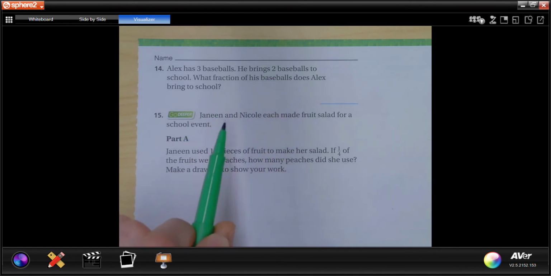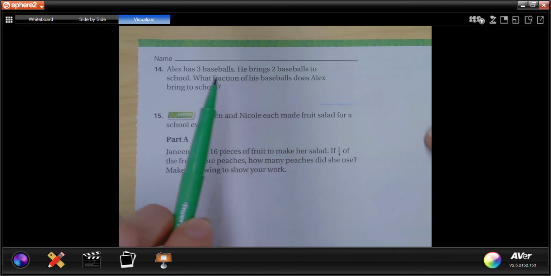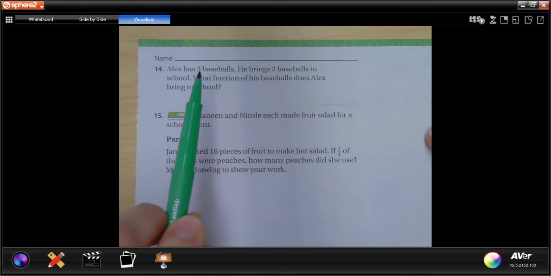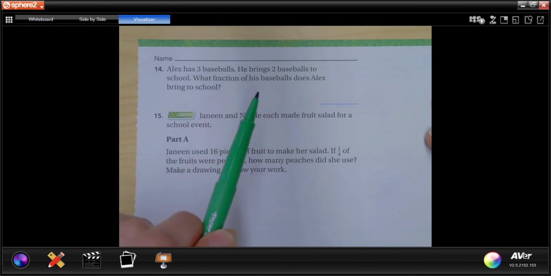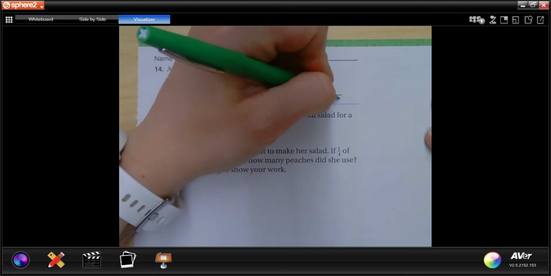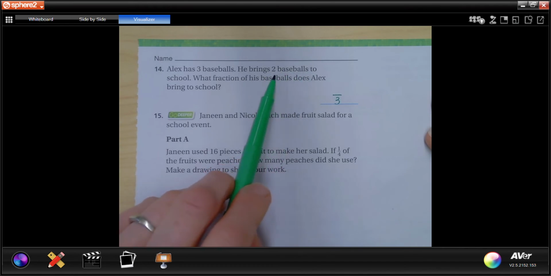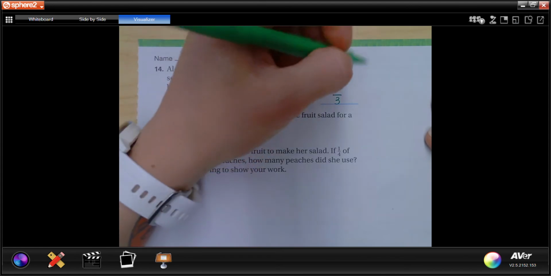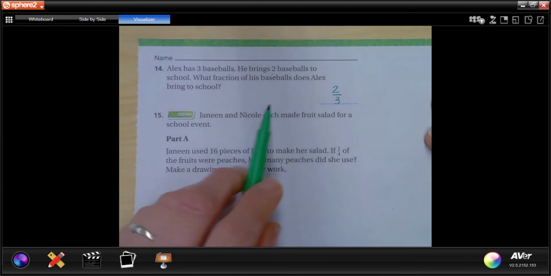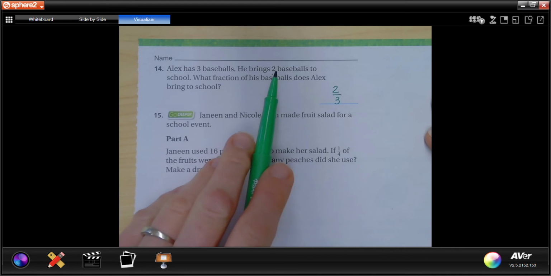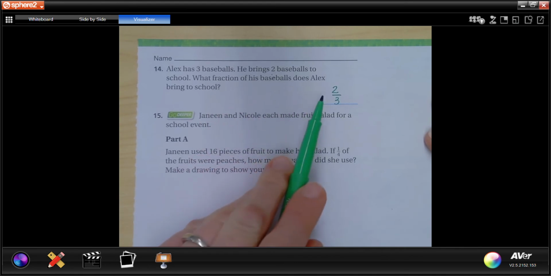How many baseballs does he have in total? He has a total of 3, so our total number is our denominator, so that goes on the bottom. How many does he bring to school? He brings 2 baseballs to school, so 2 is our numerator. The fraction of baseballs Alex brings to school is 2 out of 3, so 2/3.